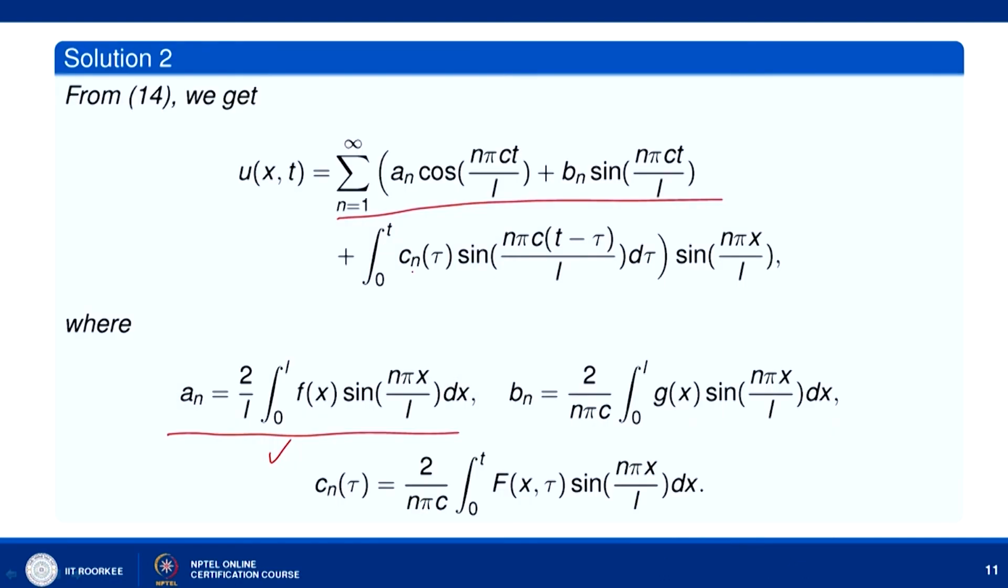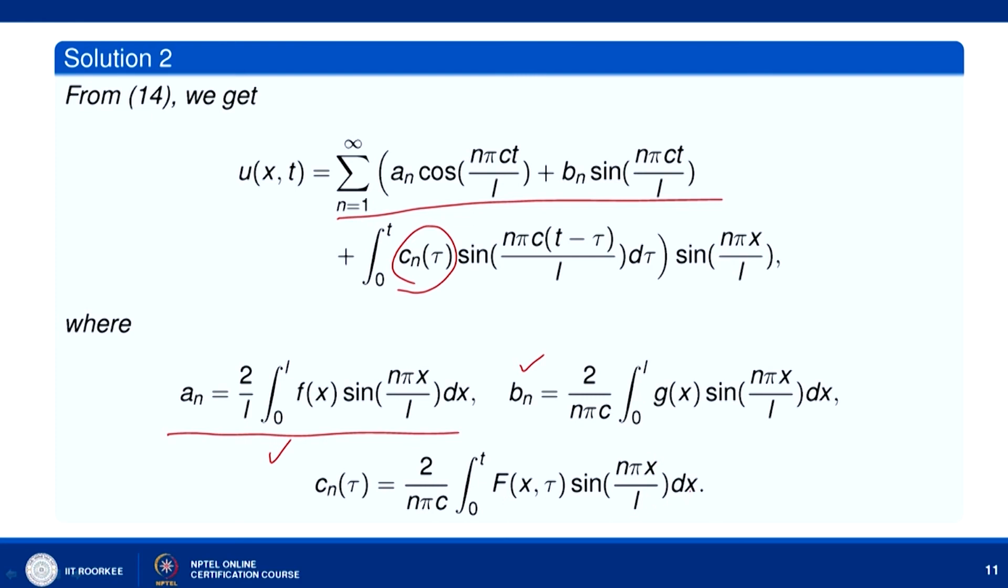It is the integral from 0 to t of c_n(τ) sin(nπc(t−τ)/L) dτ into sin(nπx/L). And how to find c_n(τ)? c_n(τ) is 2 by nπc. Look at your b_n, and if you look at the similarity, it is given by 2 by nπc, integral from 0 to L of f(x,τ) sin(nπx/L) dx.